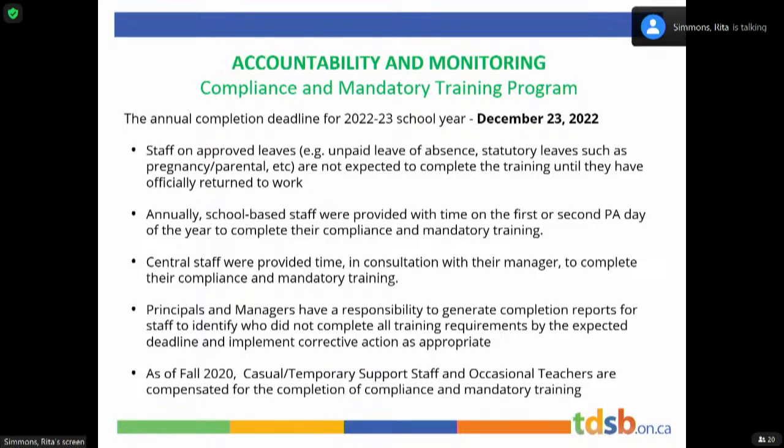And central staff are provided time in consultation with their manager to complete this training. We recognize that principals and managers have responsibility to ensure that staff complete their training in a timely manner, and also ensure that they generate reports and stay on top of staff who have not completed all their training requirements by the expected deadlines, and implement any corrective action as appropriate. And as I mentioned earlier, as of fall 2020, anyone who falls under our casual support staff or occasional teachers are now compensated for the completion of compliance and mandatory training.